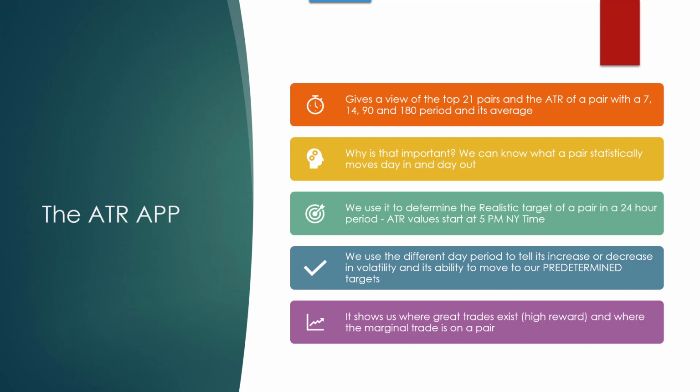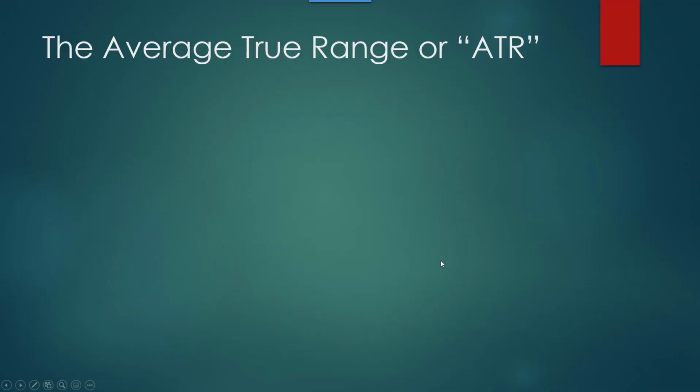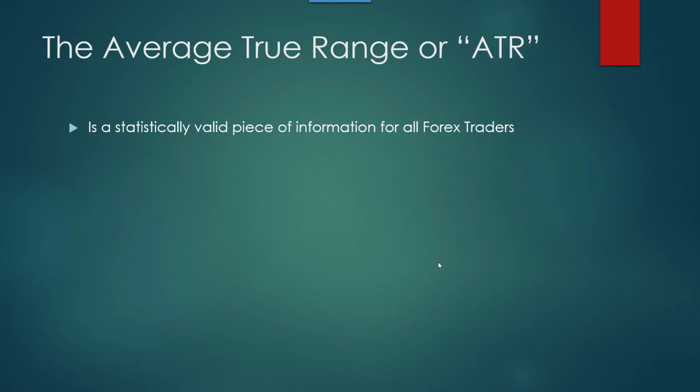We use the different day periods to tell its increase or decrease in volatility and its ability to move to our predetermined targets. And it shows us where great trades exist, high reward, and where the marginal trade is on a pair, all right? The ATR is a statistically valid piece of information for all Forex traders.